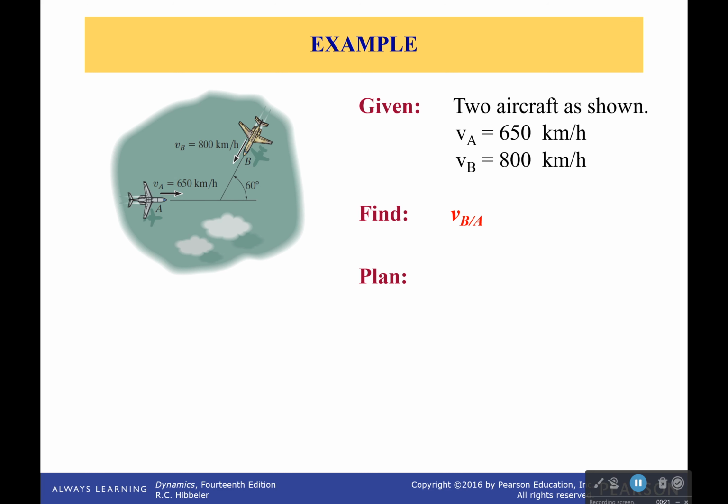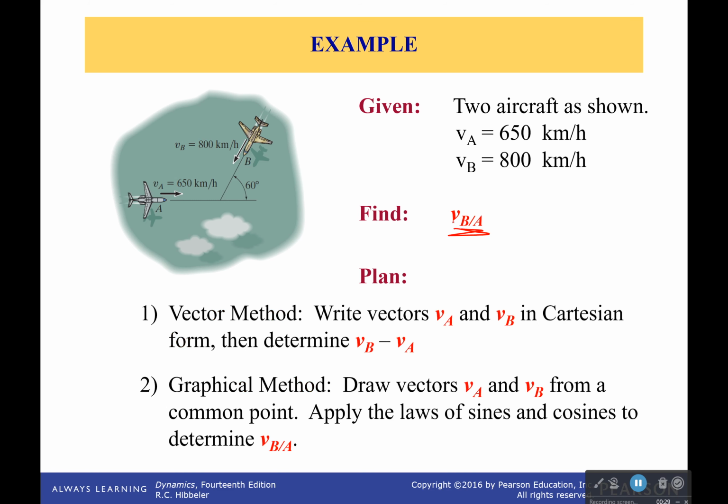Your question, will they collide? We can't actually tell though because we don't know any of the distances. We want to find their relative velocity. So how do you do that? Well, there's two ways. Remember, there's two ways. We can break it up into components and then subtract all the components to get our resultant vector, which will be this. Or we can use the graphical method. We can draw each of those velocities as different sides of a triangle and go from there.